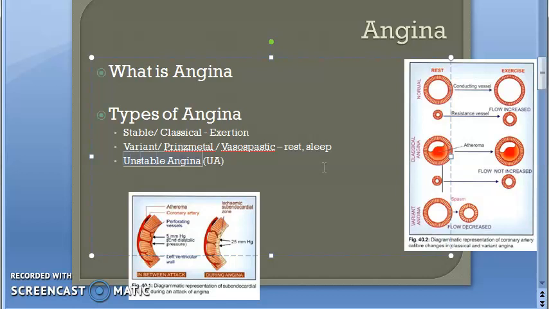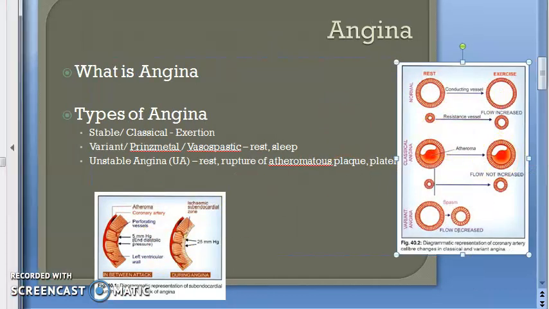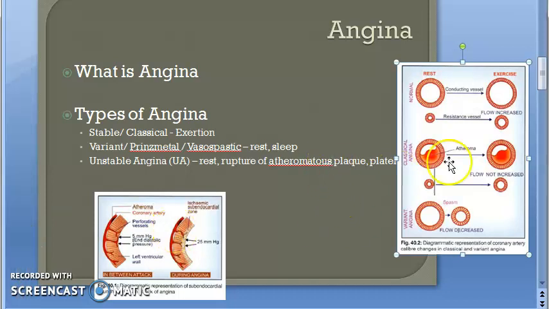So let us go to unstable angina. Unstable angina also can be at rest, okay? This is due to rupture of atheromatous plaque. And here even platelet action will be there. So there can be platelet deposition also in this case.